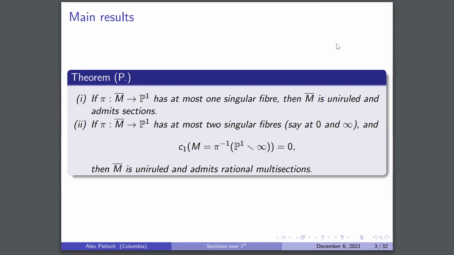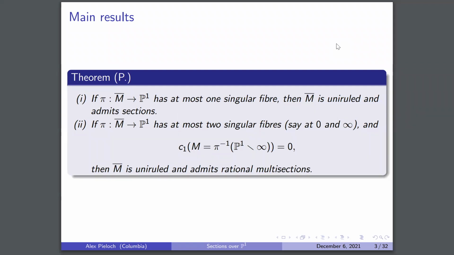Now if we move up one more and we allow for two singular fibers, then I need to impose one additional constraint. For the rest of this talk, let's assume that when we have two singular fibers, we have one over 0 and one over infinity. And we're going to remove the fiber over infinity. So now this is some space that's fibering over C with some singular fiber at 0. If the first Chern class of that space over C vanishes, then we get a very similar conclusion. Again, we get this total space is uniruled. And now, instead of getting sections, we get rational multi-sections.